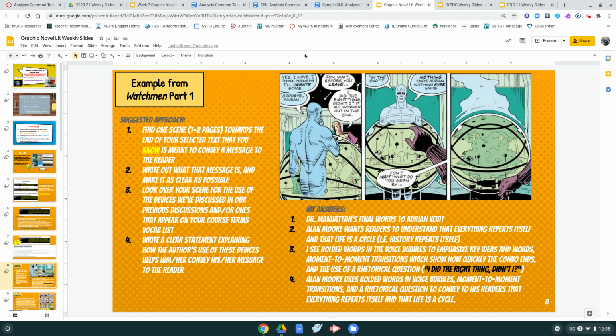I see bolded words in the voice bubbles to emphasize key ideas and words. I see moment-to-moment transition, right? Here's John stepping into the globe. John is now all the way in the globe. Adrian raises his hand, and then the next moment, John is gone, and Adrian's hand goes down. That moment-to-moment scene transition is used to show how quickly the conversation ends.